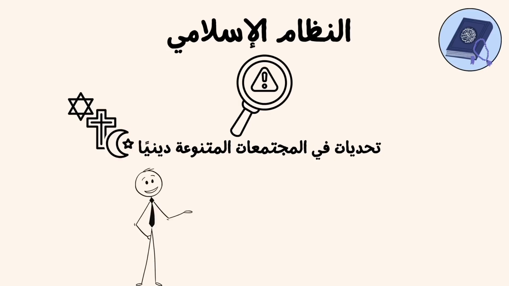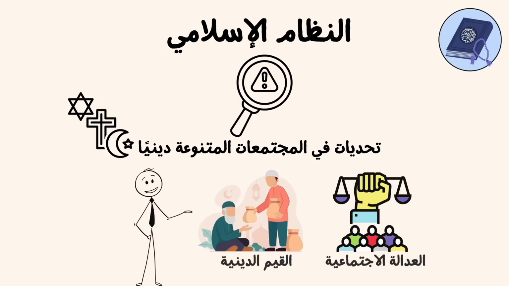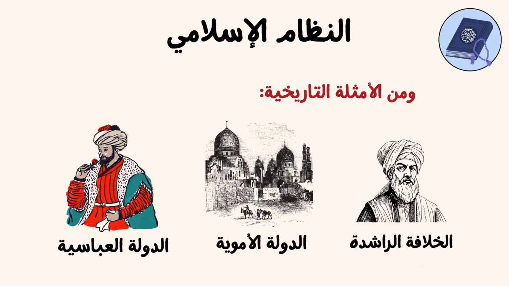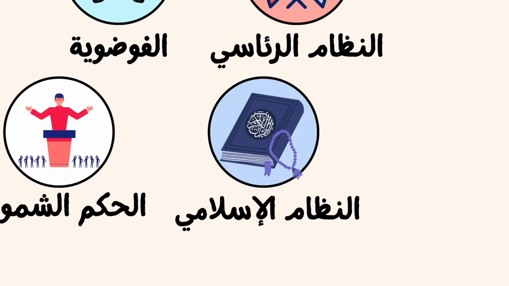It faces challenges in religiously diverse societies, but offers a model based on values and social justice. Historical examples include the Rashidun Caliphate, the Umayyad state, and the Abbasid state.